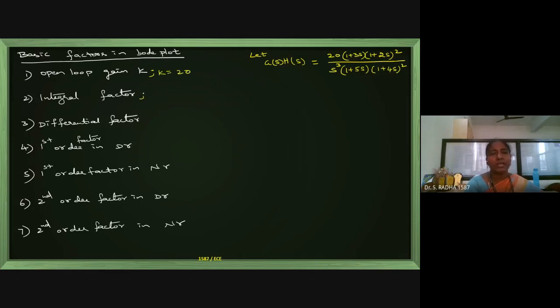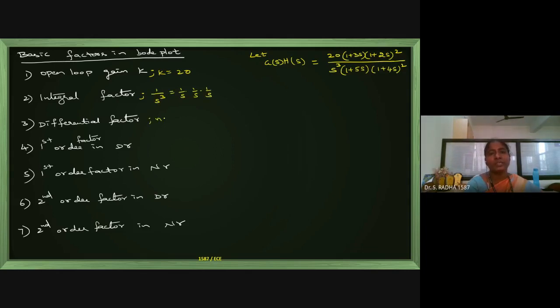Integral factor, I have three factors. 1 by s is the model of integral factor. 1 by s cube, three factors are there: 1 by s, 1 by s, 1 by s. Three integral factors are there.